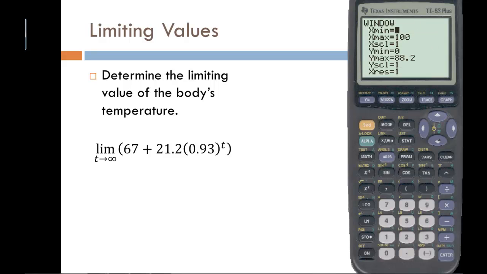We could really go overkill here, and we could go out, say, maybe 1,000 hours. We can definitely see the graph has leveled off. And again, if we do trace, after 500 hours, it's down to 67 degrees, and that looks like that's where it's settling at. So the limiting value of this function, we can see graphically, is going to be 67 degrees Fahrenheit.